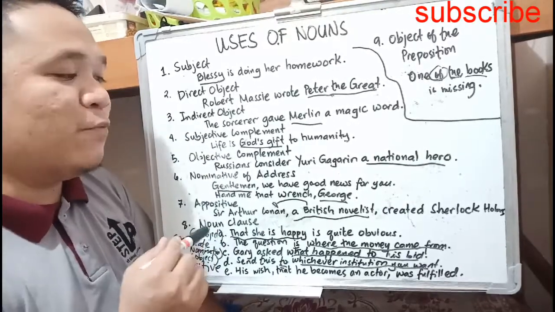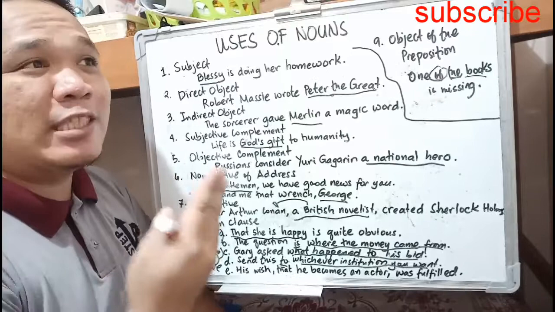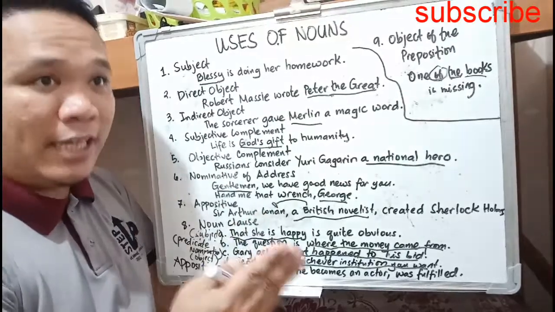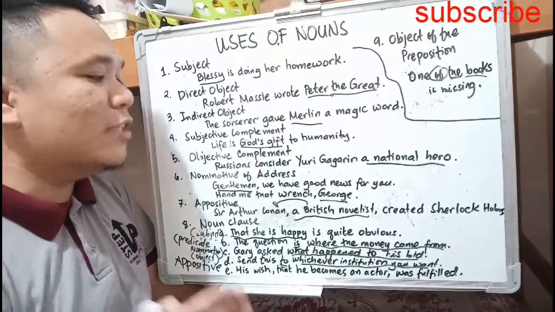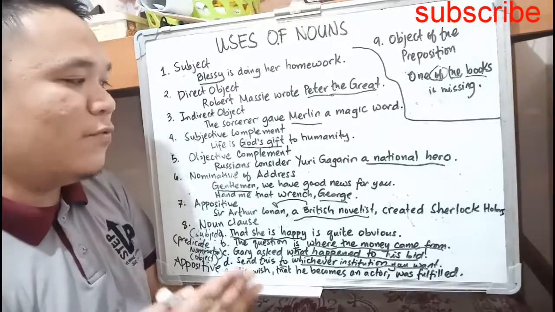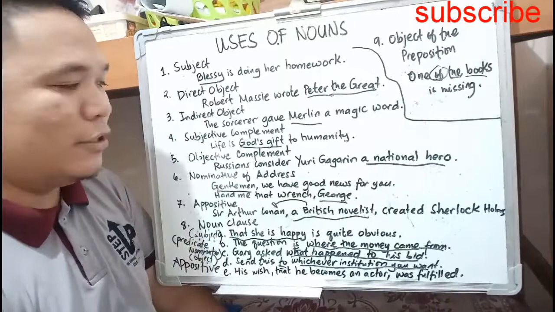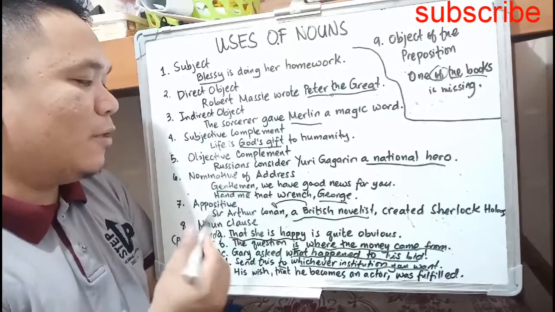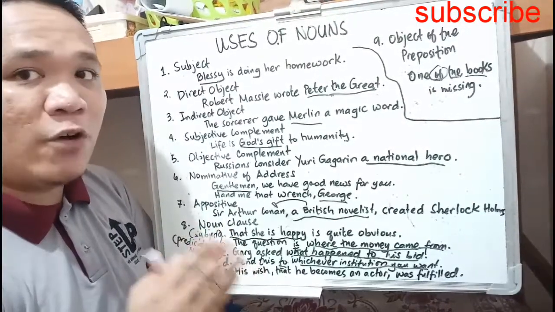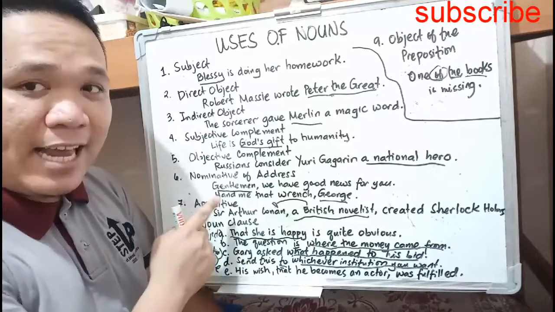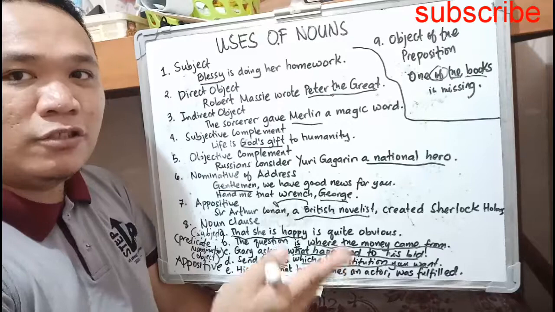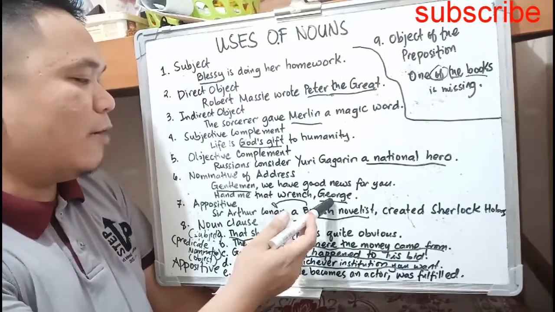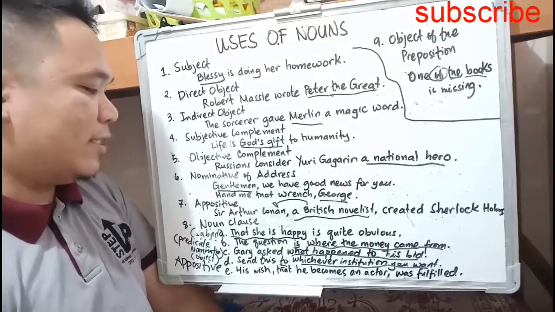So we have nominative of address. Basically, when you call someone by his or her name, that will serve as nominative of address. For example: Gentlemen, we have good news for you. The word gentlemen here will serve as nominative of address, and that is a noun. Another: Hand me that wrench, George. So George there is our nominative of address.